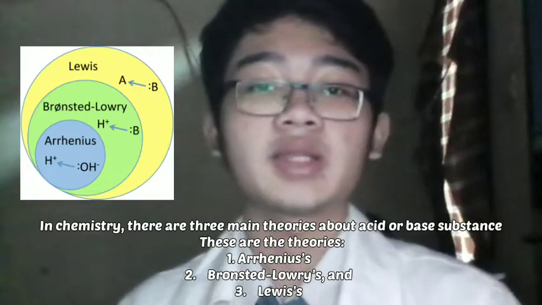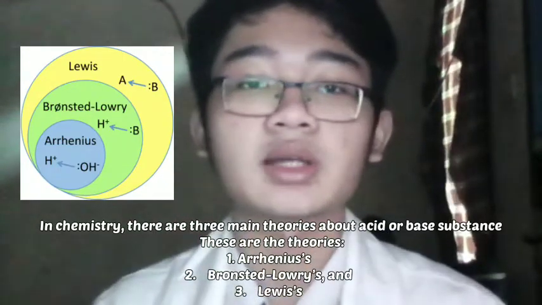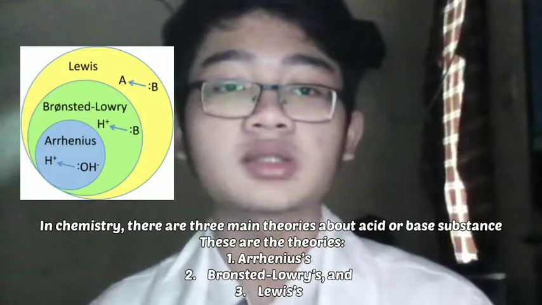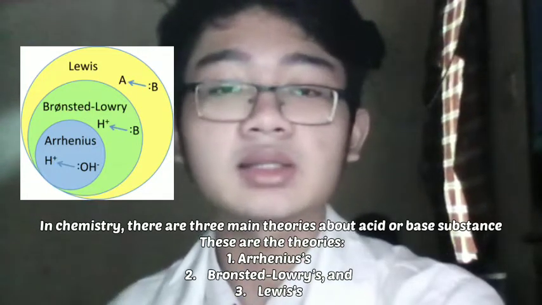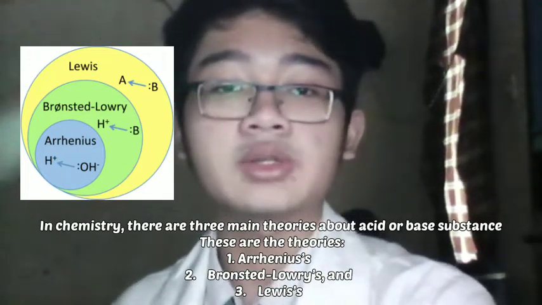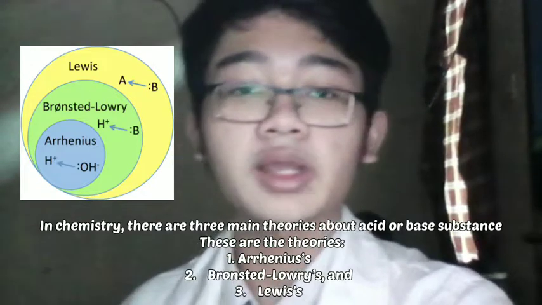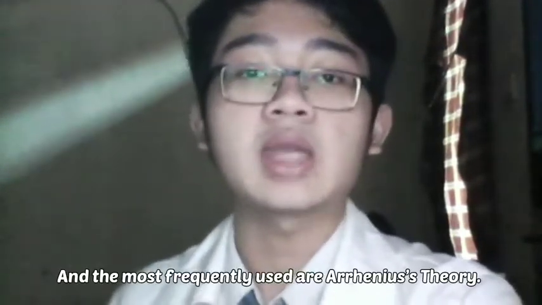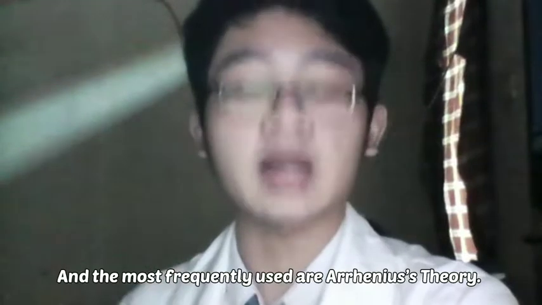In chemistry, there are three main theories about acid or base substances. These are the theories: Arrhenius, Bronsted, and Lewis. And the most frequently used is the Arrhenius theory.